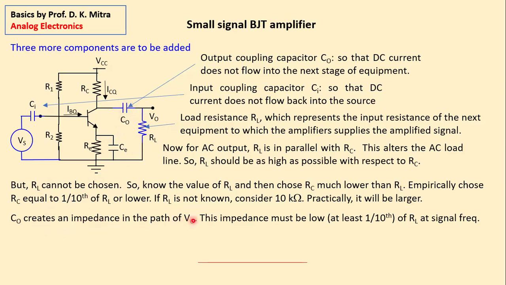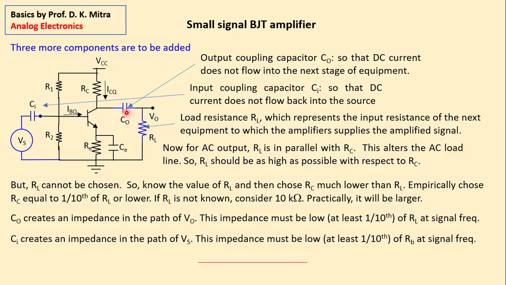Now, CO creates an impedance in the path of VO, because the output goes out from here, right? So this creates an impedance in the path of the signal output. So the impedance of CO should be much lower than RL. If RL is 10 kilo ohm, then the impedance of this capacitor CO should be 1 kilo ohm or even less at your signal frequency.